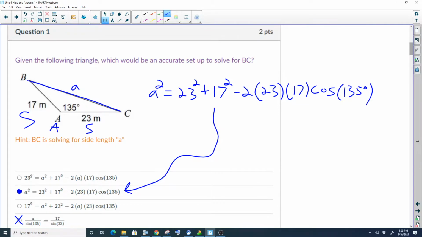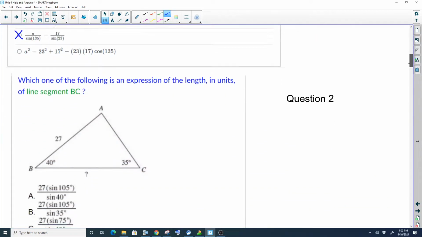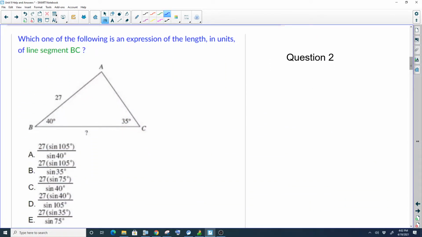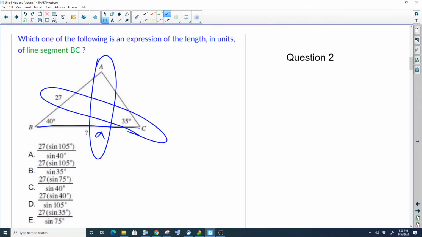And beautiful. So now we're going to go down here to the next one. Which of the following is the expression of the length in units of line segment BC? Okay, so BC is right here, which is little a. In order for us to do this, we do have a side with an angle. So this side goes with this angle, and this side goes with this angle. And so we can use the law of sines, which is awesome.